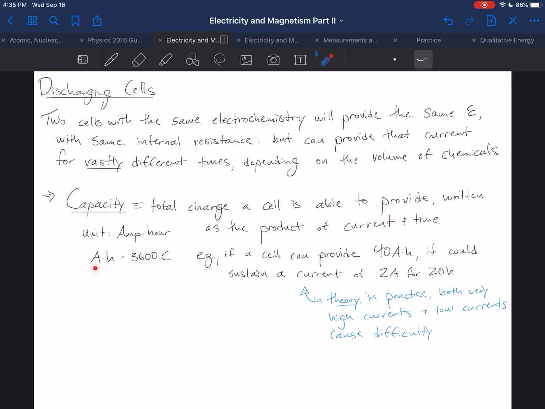Notice that a single amp hour is equal to 3,600 coulombs, which, remember, is actually quite a lot of charge. How did we get that? Well, note that an hour is 3,600 seconds. And so this is just a straightforward conversion from the definition of amp and hour. All right.